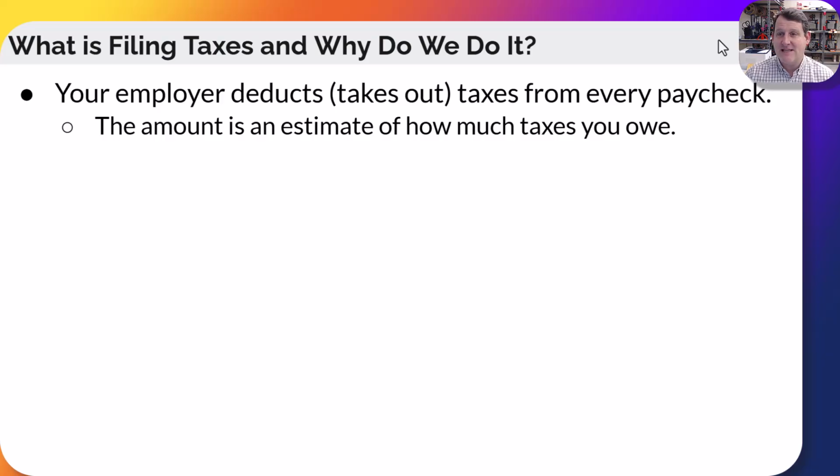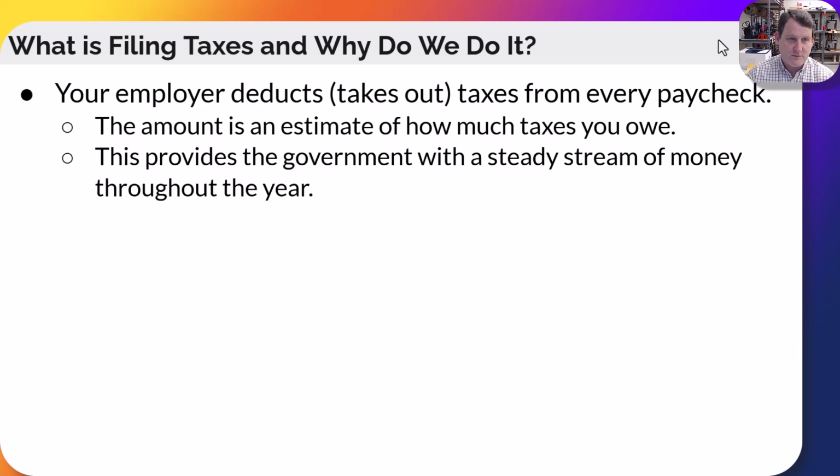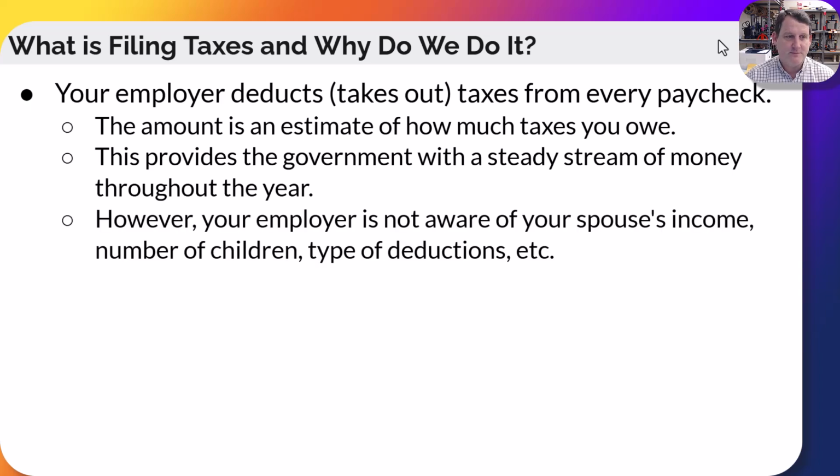This amount is an estimate based on how much taxes they think you're going to owe at the end of the year. This monthly pool of taxes provides the government with a steady stream of money to fund itself. So every month your employer sends that money to the federal government for you.